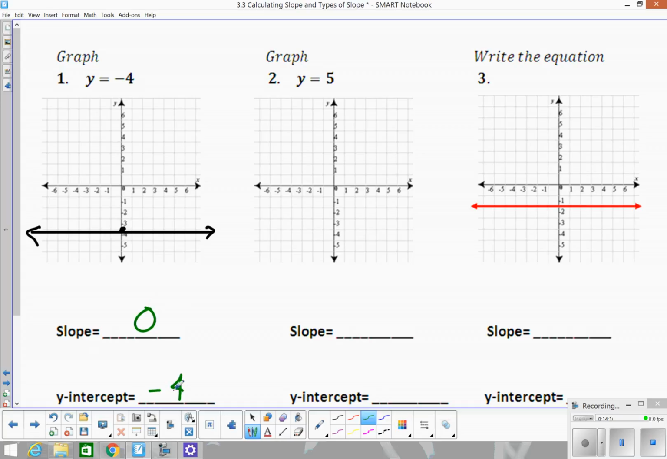Awesome. When you go ahead and try number 2, number 3 is going to be a money problem. Good luck.